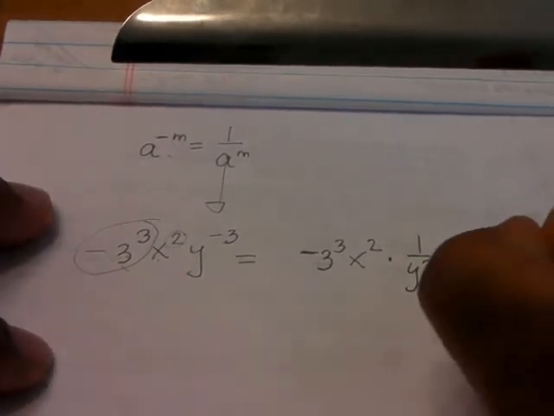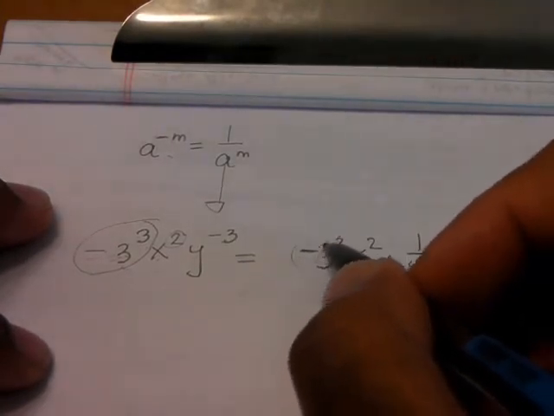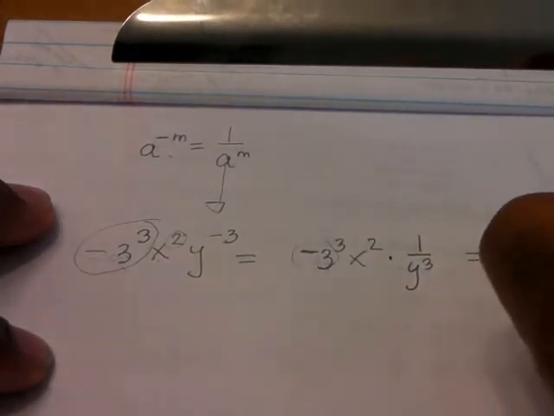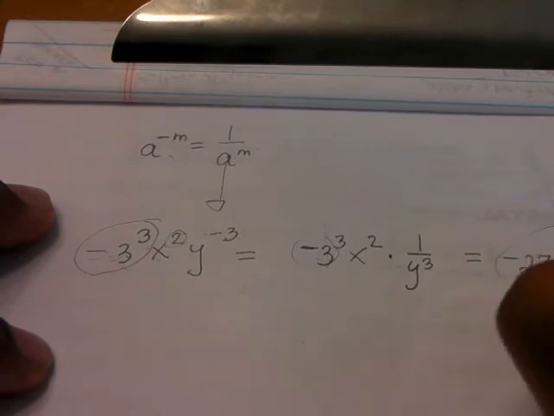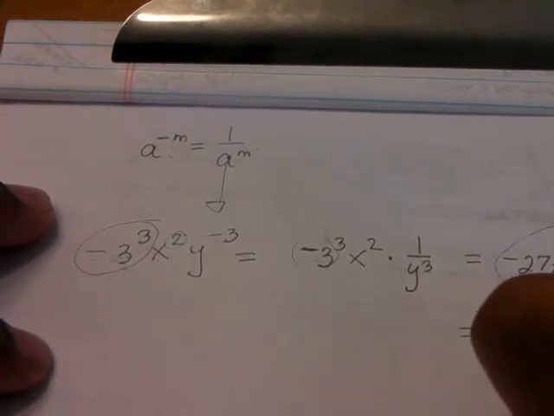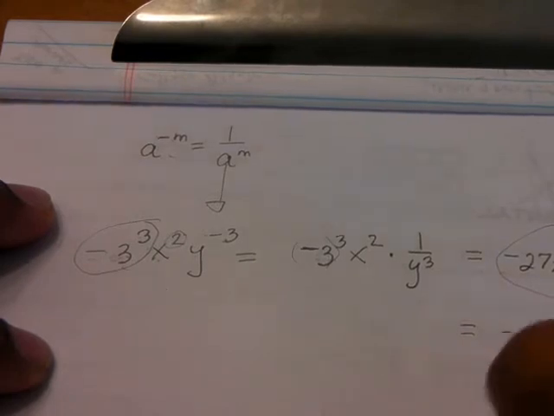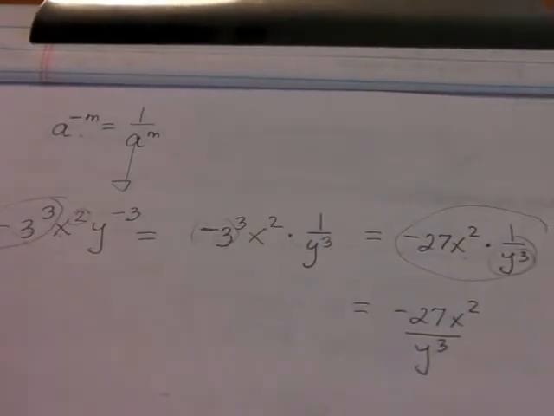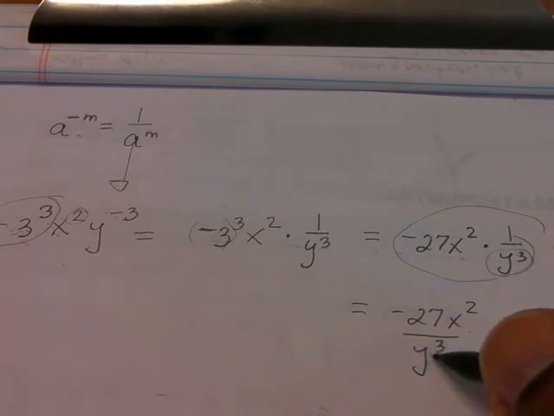So if we multiply negative 3 times itself three times, you have negative 27 x squared, and since this is 1 over y to the third, we simplify this as negative 27 x squared, and since y to the third is in the denominator, then it goes to the denominator. So you'll have negative 27 x squared y over y to the third.